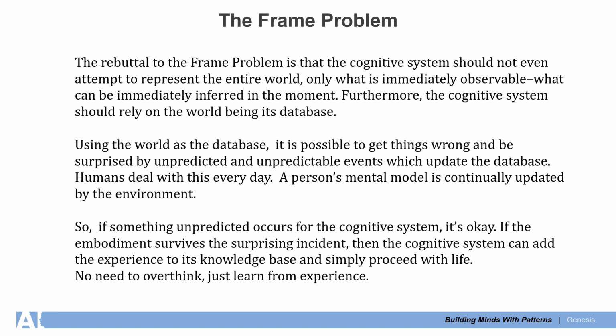Humans deal with the uncertainty of life every day. A person's mental model is continually being updated by the environment. So, if something unpredicted occurs for the cognitive system, it's okay. If the embodiment survives the surprising incident, then the cognitive system can add the experience to its knowledge base and simply proceed with life. There's no need to overthink things, just learn from experience.